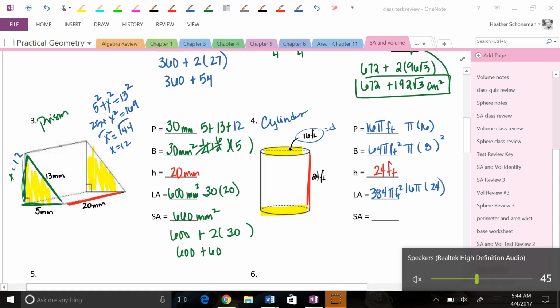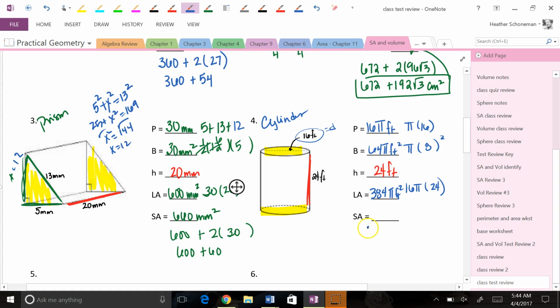Okay, total surface area is your lateral area, which is 384 pi, plus, we shaded two bases. Each base has an area of 64 pi. So we have 384 pi plus 128 pi. So grand total of 512 pi feet squared.